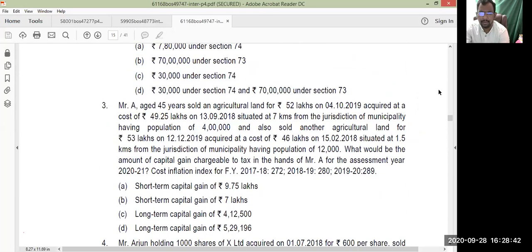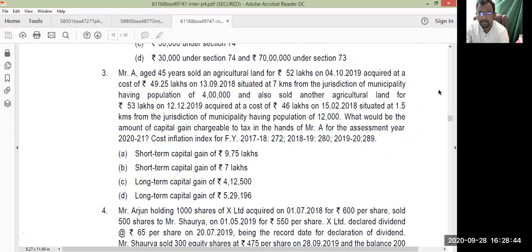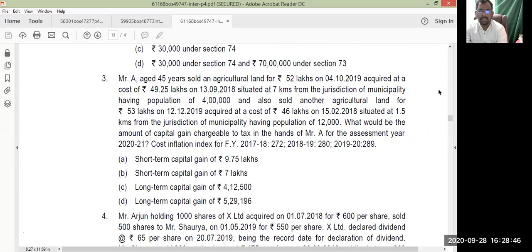Next, losses to be carried forward. Then look at here. Mr. A, aged 45 years, sold an agricultural land for 52 lakhs on 4th October 2019 and acquired it at a cost of rupees 49,25,000 on 3rd September 2018. Here comes the important point. It is situated at 7 kilometers from the jurisdiction of a municipality having a population of 4 lakhs.